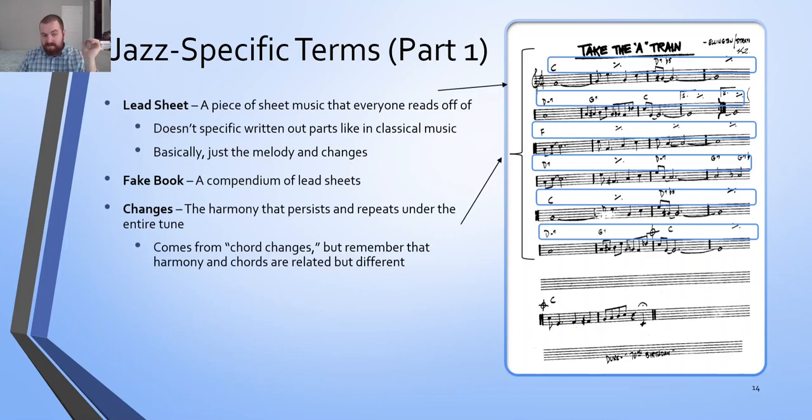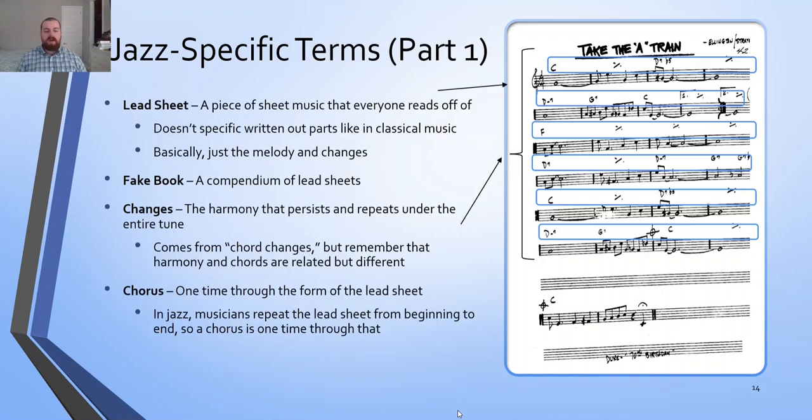Changes. Jazz musicians refer to changes as a kind of synonym for harmony. The changes persist and repeat the entire tune. When we play this measure, it is always a C chord. When we play this measure, it is always an F chord, and so on. This word comes from chord changes, but remember that harmony and chords are related but a little bit different, okay? I've highlighted here in blue all of the chords. They happen above the music, and they are fixed in time.